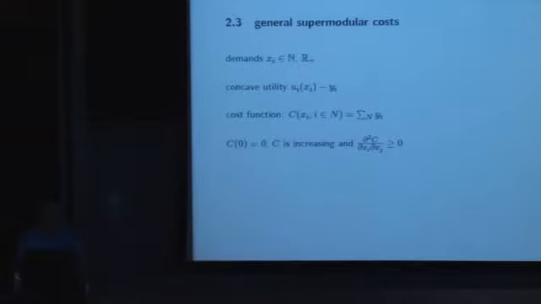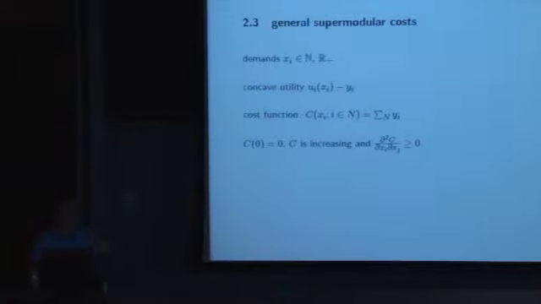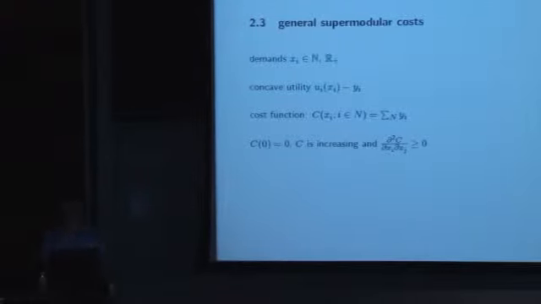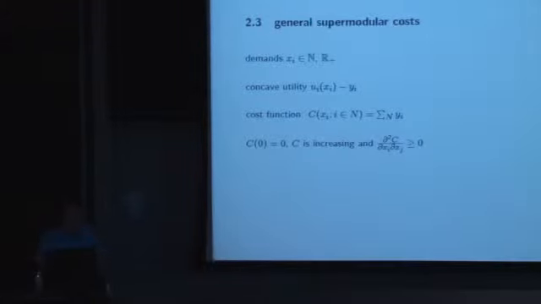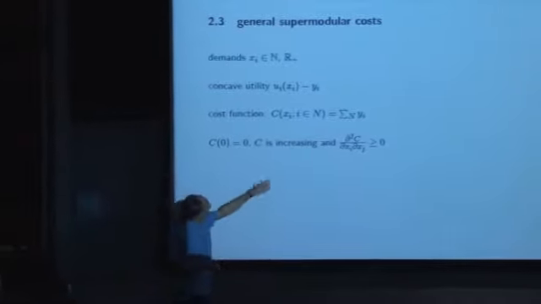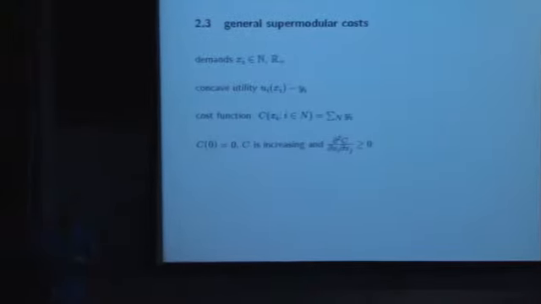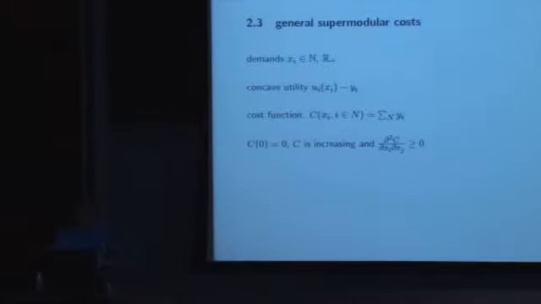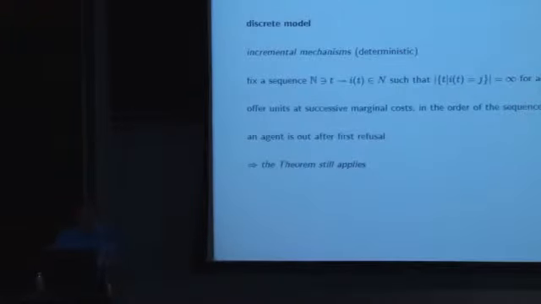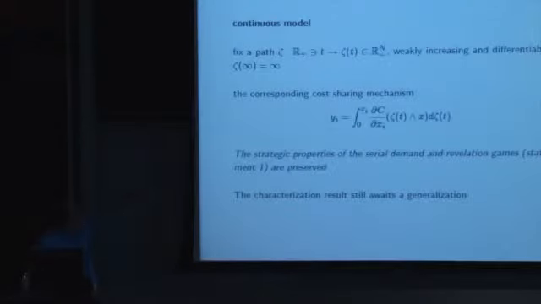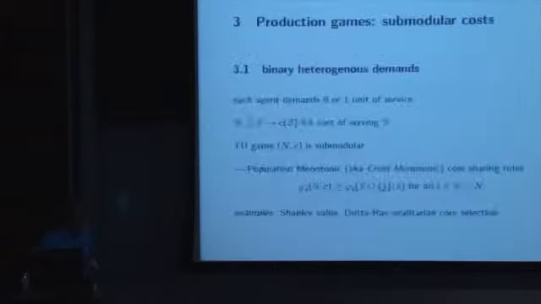General supermodular cost is just a generalization of these results to the case where the cost function does not take into account the sum of the demand, but some arbitrary list, with the property that the second partial derivatives are all non-negative. It's similar, but there is nothing really deep. The characterization theorem in the discrete model is the same, and the serial mechanism can be extended, but the characterization results are much harder.